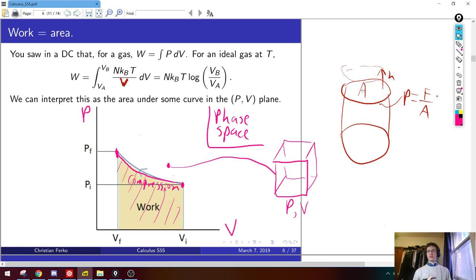Good. Yeah. So in those cases, you think of the work as integrating F dx, so it's like integrating a constant over y, so it's like a rectangle or something. Is that what you mean? Yeah, I think that it's clear.